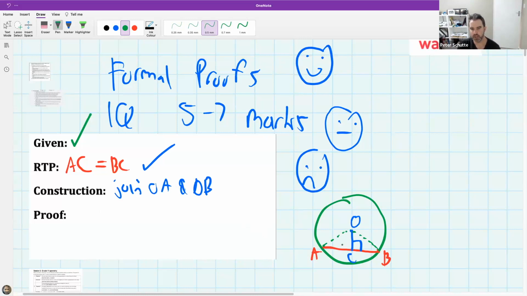Now, why do we make those constructions? Well, we are going to use congruency of triangles, and we're going to use other theorems that we know about. So we use congruency, and that's why we need triangles, and we use other theorems to help us prove what we are required to prove. In this case, we're trying to prove that this is equal to this.